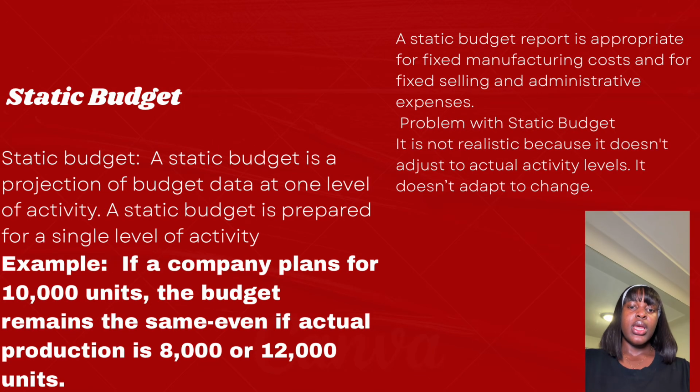What is static budget? A static budget is a projection of budget data at one level of activity. A static budget is prepared for a single level of activity. For example, if a company plans for 10,000 units, the budget remains the same even if the actual production is 8,000 units or more or even less. A static budget report is appropriate for fixed manufacturing costs and for fixed selling and administrative expenses.